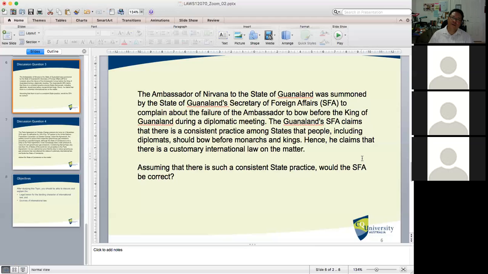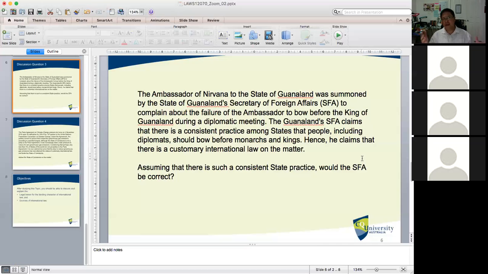It needs to be more than mere habit or usage. So what exactly is it? It's just habit. The opinio juris has to be there, and it's not in this case. Yeah, there has to be that sense of obligation.